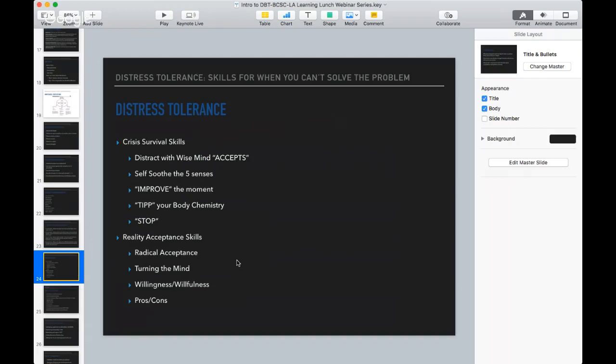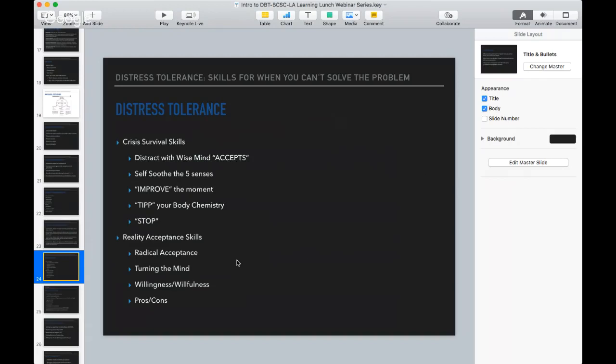The distress tolerance skills are divided into two categories: the crisis survival skills and the reality acceptance skills. So the crisis survival skills, the first set are called ACCEPTS, and in DBT skills, you'll learn very quickly, a lot of things have acronyms. Everything is an acronym that stands for something. And I'm not going to have time to go through every single acronym, but I'd highly recommend that if you're interested in learning and teaching some of the DBT skills, to get the skills training manual. The resources are at the end of this presentation, but it spells everything out. It has handouts for clients and everything.